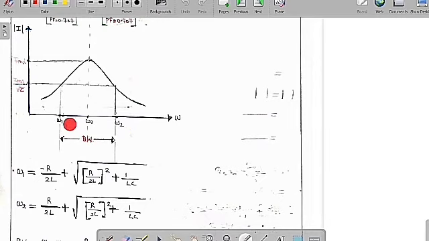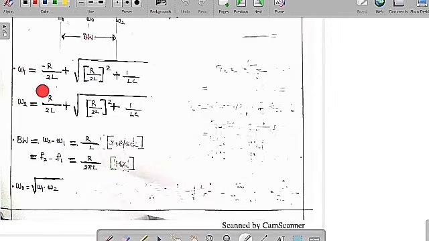If you want to know the value of omega 1, the formula is minus R by 2L plus under root of (R by 2L) whole square plus 1 by LC. Similarly omega 2 is equal to R by 2L plus under root of (R by 2L) whole square plus 1 by LC. These are very important formulas. If you want to know the bandwidth, it is omega 2 minus omega 1.